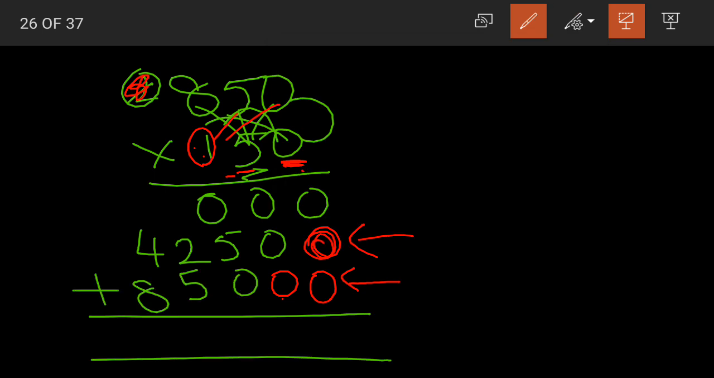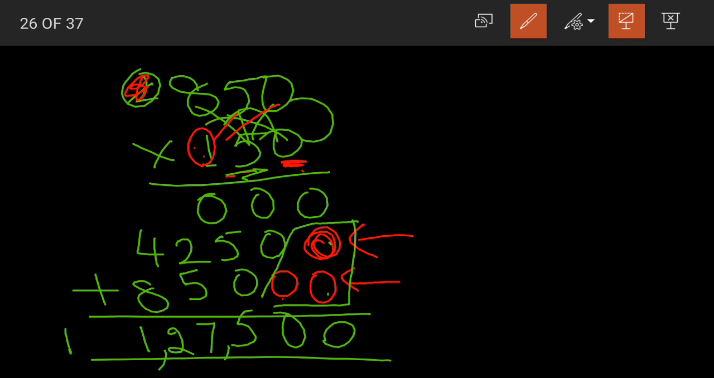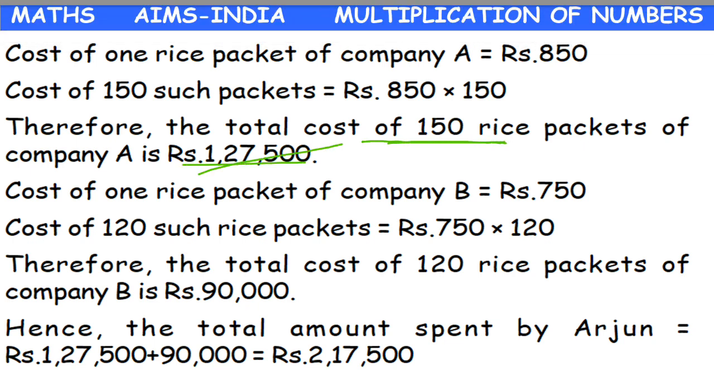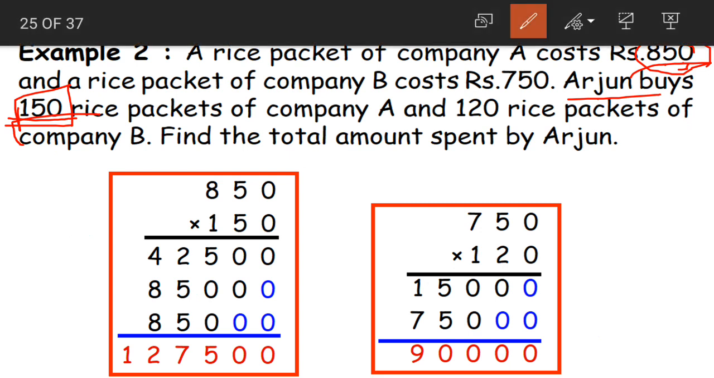Now what should we do? Add our partial products. Now why did I write these 3 zeros in red ink, children? Because those are not the products from multiplication. We are simply writing these before multiplying with a new digit. Okay? Yes. So next, adding 0, 0, 5, 7, 12. What is the total answer? Rupees 1,27,500. Now what is this? This is the cost of 150 rice packets of company A.